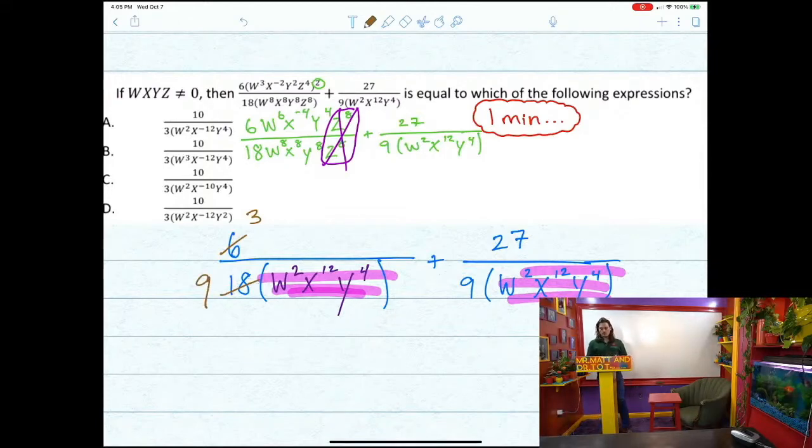I'm going to give you one more minute. If you go ahead and simplify a little bit more, you notice that you have a factor of 3 in all of these answers. But I'm going to give you one more minute, and then I'll give you the solution.